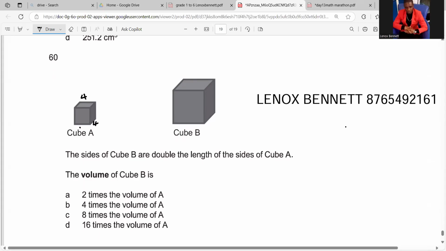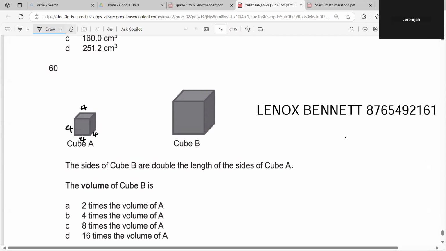And then, sir, for cube B, the instruction said that the sides of cube B are double the length of the sides of cube A. So I multiplied 4 by 2, and so I got 8. So the size of cube B would be 8: the length would be 8, the width would be 8, and the height would be 8.